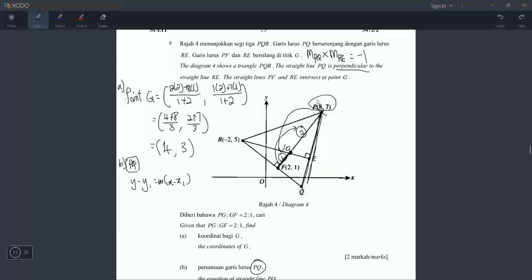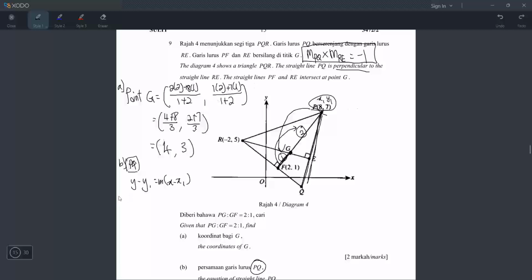So it means the 8 will be the x1, the 7 will be the y1. So I can guarantee the 8, 7 later. But the problem now is I don't have the gradient. So isn't this the perfect time to use this information they mentioned earlier? We cannot find the gradient of PQ because to find the gradient of PQ, you need 2 points, 2 coordinates, and there's no 2 coordinates for you to use. That's why the only way to do it is to use this formula.